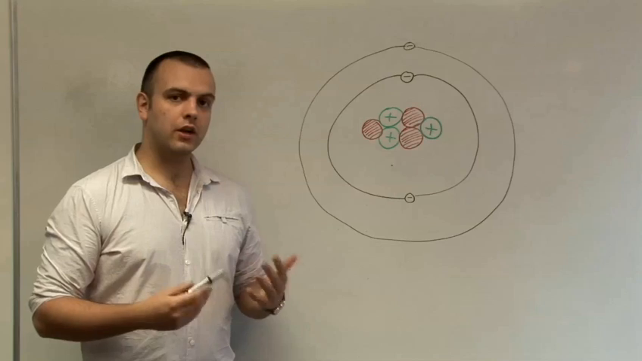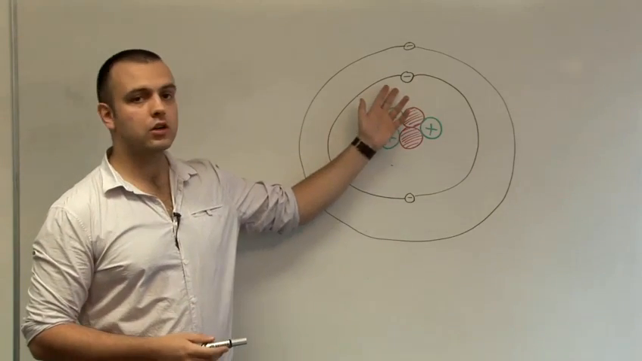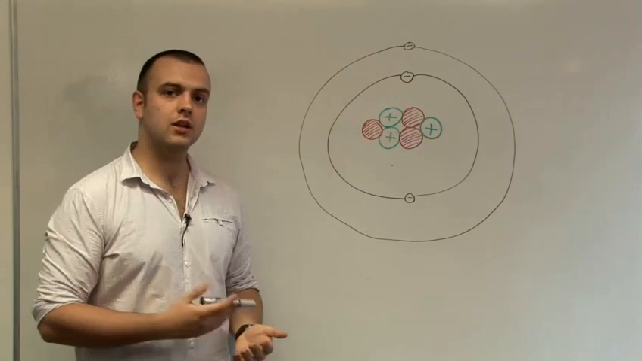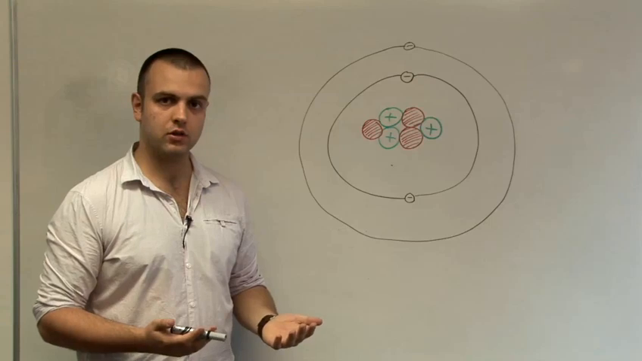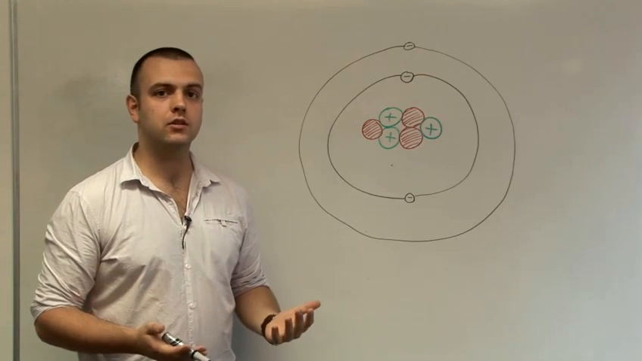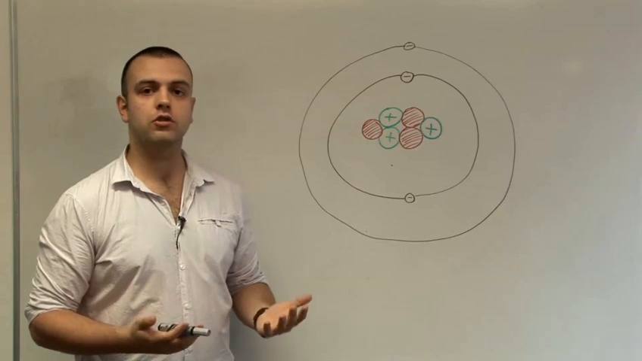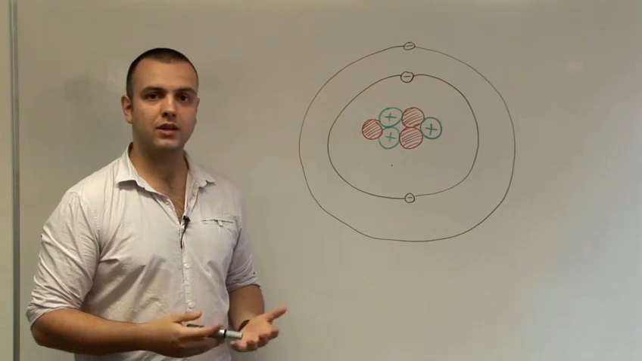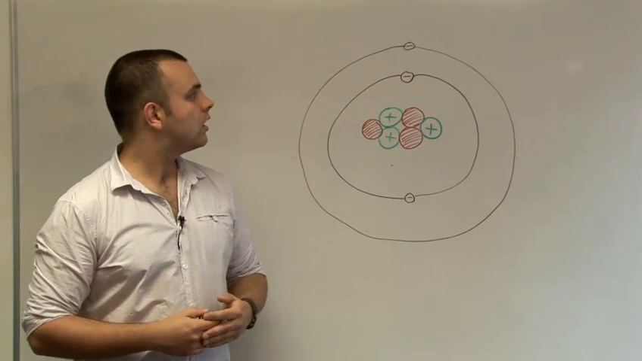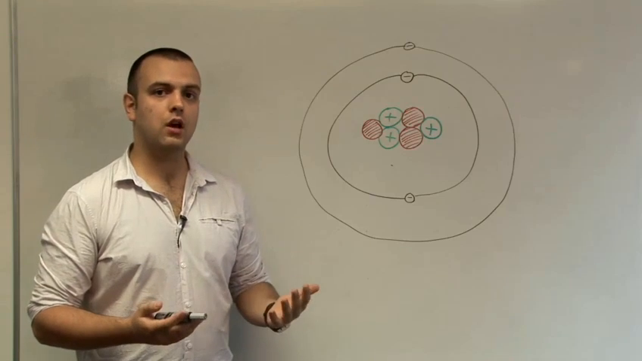Orbiting the nucleus are electrons. Electrons are negatively charged, which is why they orbit the nucleus, as negative charges are attracted to positive charges. Electrons are also very light. They're approximately 2,000th the mass of a proton or a neutron, and so add very little to the mass of the atom overall. Electrons orbit in layers, which fill up.